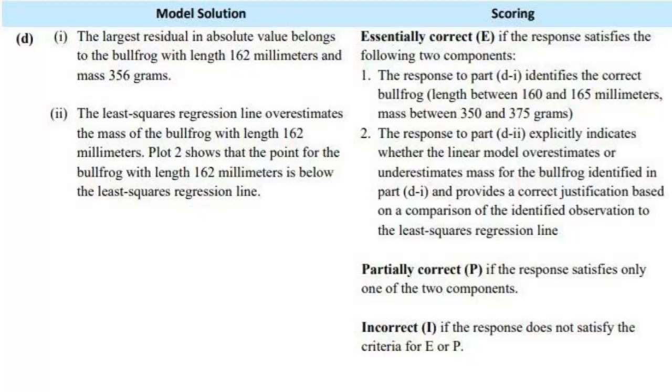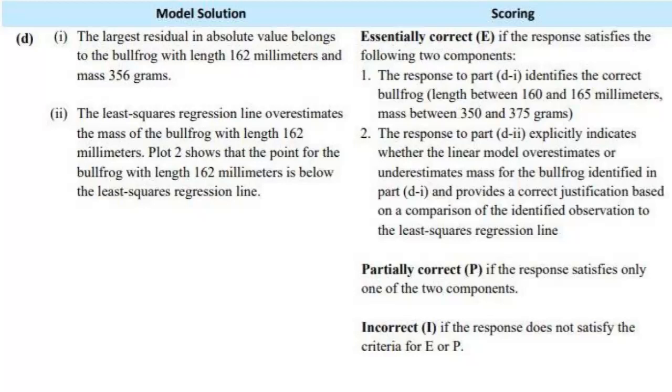The response to part DII explicitly indicates whether the linear model overestimates or underestimates mass for the bullfrog identified in part DI and provides a correct justification based on a comparison of the identified observation to the least squares regression line. So you have to state whether it's an overestimate or an underestimate, and you have to provide justification because it's below the line, because it's above the line, or the line is above the point, the line is below the point, something along those lines.